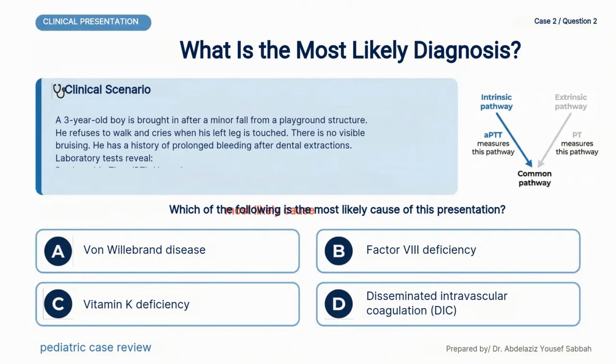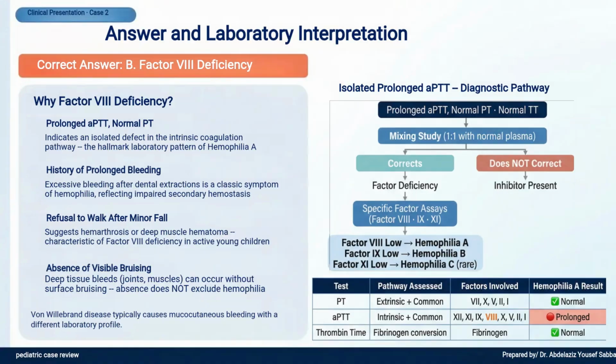Option A. Von Willebrand disease. Option B. Factor VIII deficiency. Option C. Vitamin K deficiency. Option D. Disseminated intravascular coagulation. The correct answer is option B. Factor VIII deficiency, which is the underlying cause of hemophilia A.